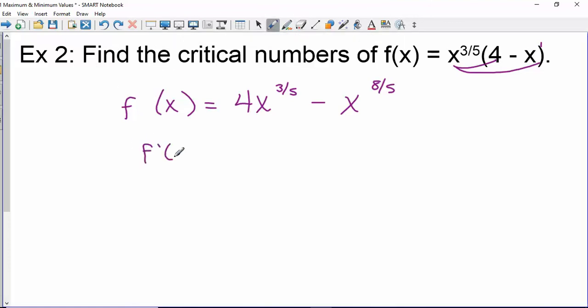Oops, that's not f prime, that's just f. So now the derivative. The exponent comes down, 4 times 3/5 is 12/5. Subtract 1 from the power. So 3/5 minus 5/5 is negative 2/5. Minus 8/5 x. If you subtract 1, 8/5 minus 5/5 is 3/5.